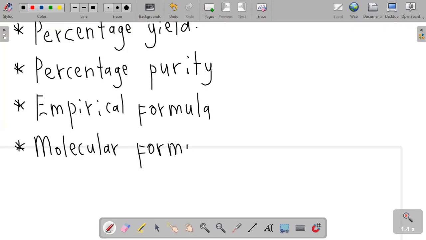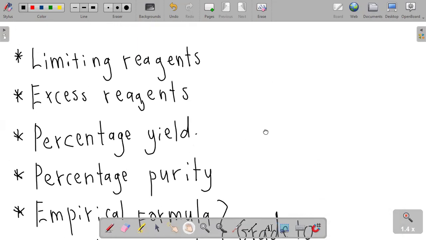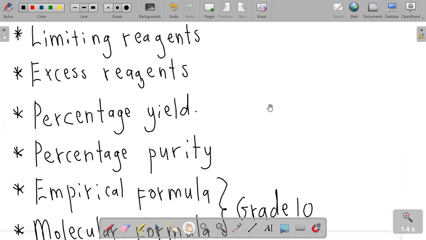Molecular formula. Okay, so these ones here, they're the same as grade 10. If you still remember from grade 10, then you won't have problems here. So these are the 6 things that I want us to get into. The limiting and the excess reagents.